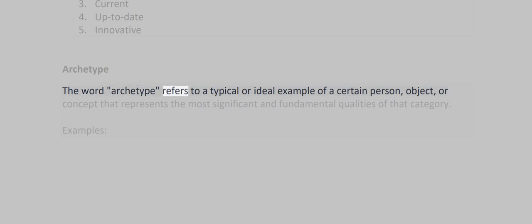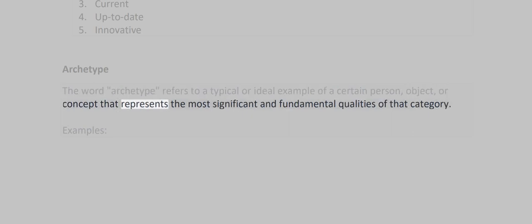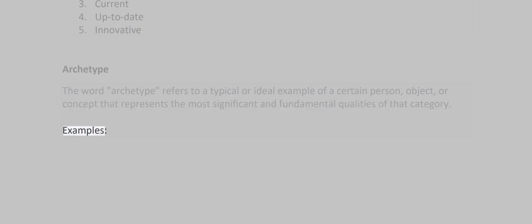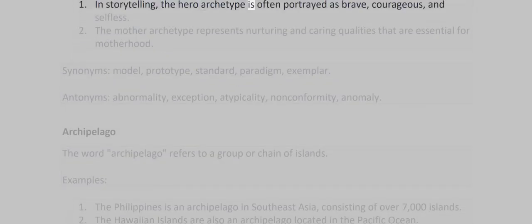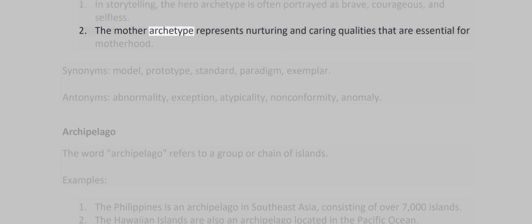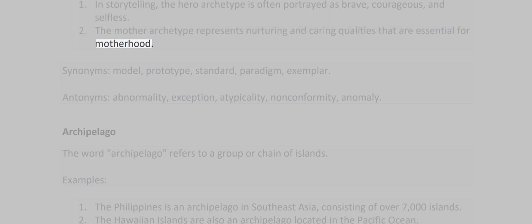The word archetype refers to a typical or ideal example of a certain person, object, or concept that represents the most significant and fundamental qualities of that category. Examples. 1. In storytelling, the hero archetype is often portrayed as brave, courageous, and selfless. 2. The mother archetype represents nurturing and caring qualities that are essential for motherhood. Synonyms: model, prototype, standard, paradigm, exemplar. Antonyms: abnormality, exception, atypicality, nonconformity, anomaly.